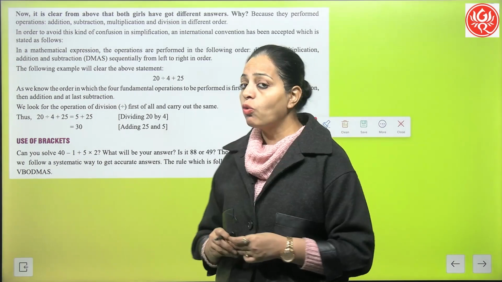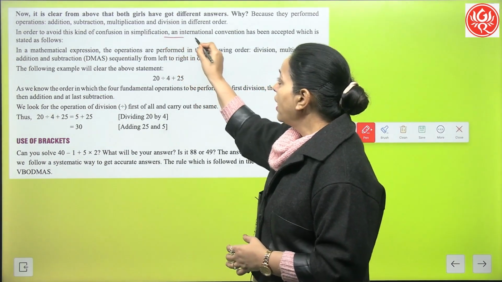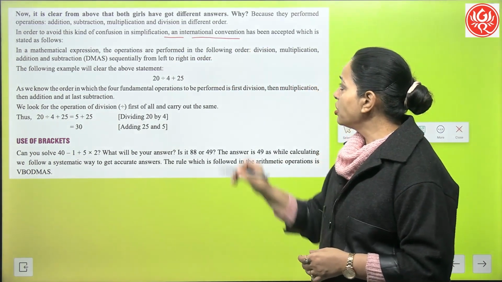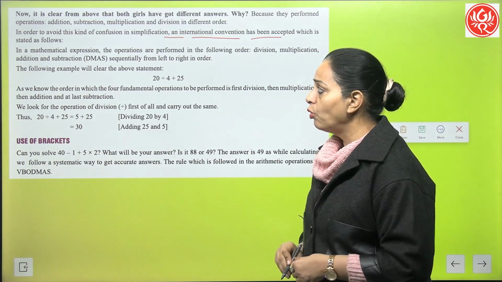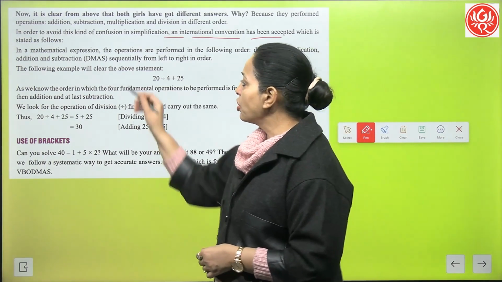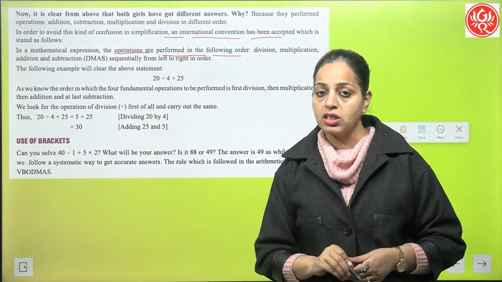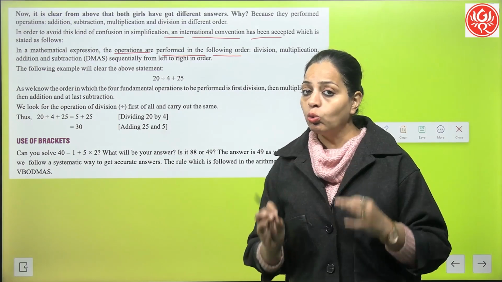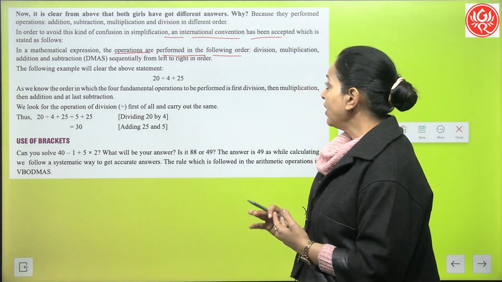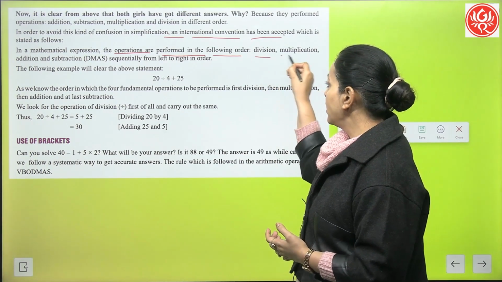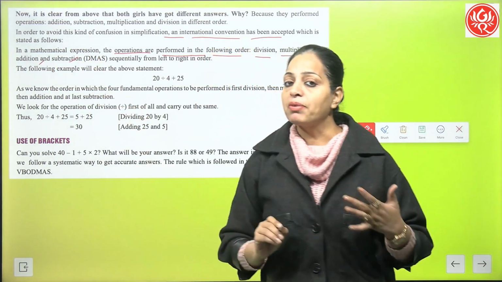So in order to avoid this kind of confusion in simplification, an international convention has been accepted which is stated as follows. In a mathematical expression, the operations are performed in the following order. इस confusion को दूर करने के लिए एक rule follow किया गया है. That is what? First division, then multiplication, then addition and then subtraction.